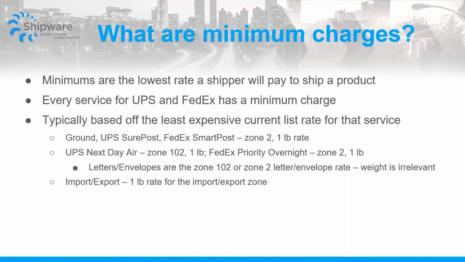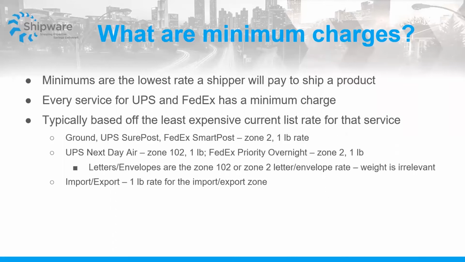If you're looking at UPS Next Day Air or the matching service for FedEx Priority Overnight, then it's the Zone 102 for UPS or the Zone 2 for FedEx 1-pound rate. Letters and envelopes, it's the same idea, Zone 102 or Zone 2, but it's just the rate. The weight is irrelevant, of course. The weights for letters and envelopes aren't factored into that.